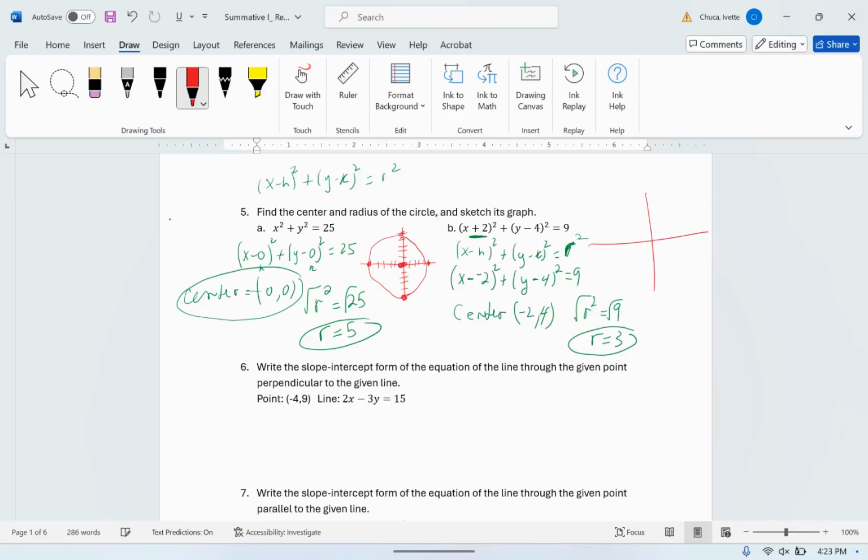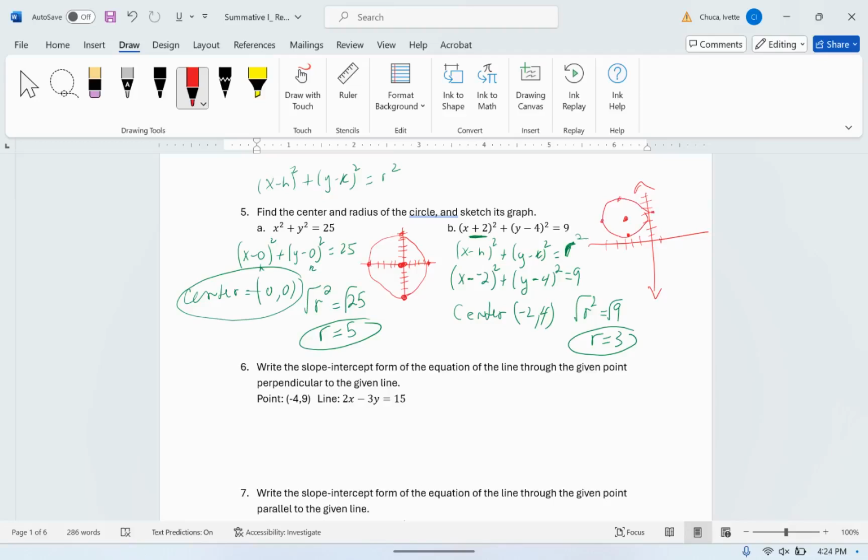And then on this side, our center is negative 2 and 4. So then our radius is going to be 3. So we're going to go down 3, 1, 2, 3. And then we're going to go up 3. To the left 3. Down 3. So 1, 2, 3 would be right here. And then to the left 3. And right here. So we would draw our circle. And that would be our graph.